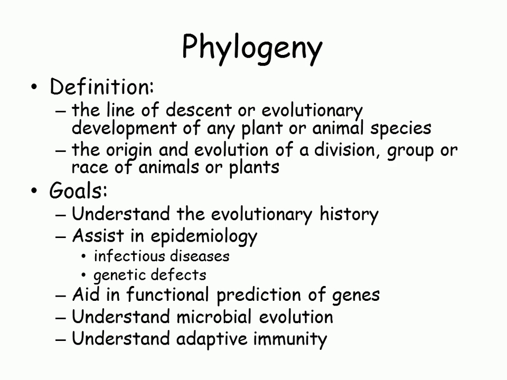And also genetic defects. You can look at how genetic defects have evolved or have been inherited through a lineage. It also aids in functional prediction of genes. So if you can identify the relationship of a gene with other genes, you can make some inferences in terms of their function. If things are related through evolution, you would assume that they share similar functionality. Phylogeny helps understand microbial evolution, and it also helps understand adaptive immunity.